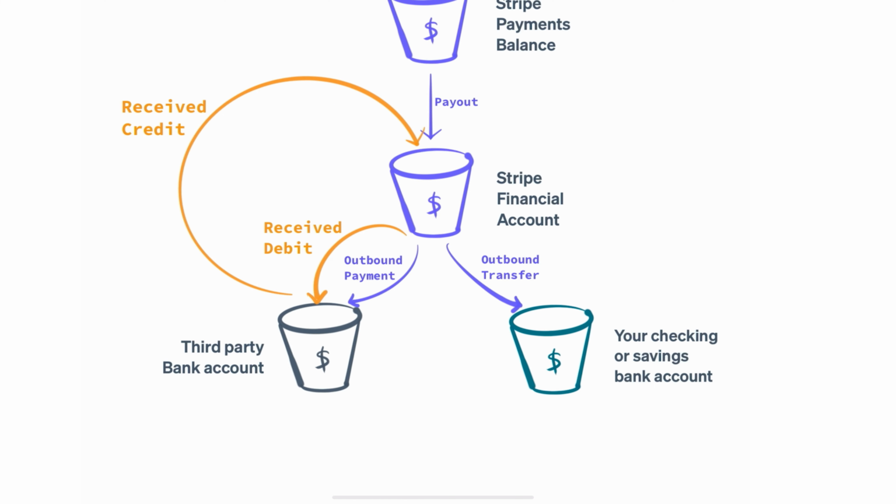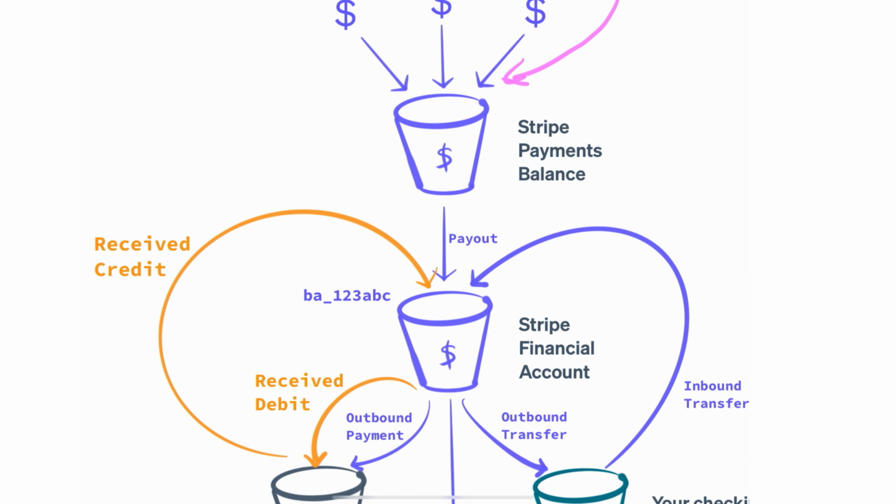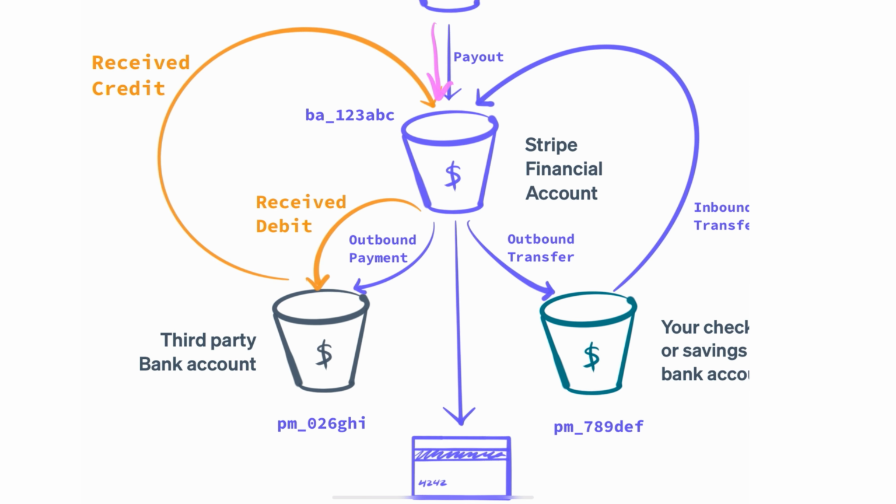In addition to received debits, you can also have received credits. This is when a third party is pushing funds into your Stripe financial account. So let's track a dollar as it runs through our new system. Let's say that we receive an ACH payment from a bank account. That'll land in our Stripe payments balance. Then we can have that money paid out into our financial account. From our financial account, we might decide to make an outbound transfer to our checking or savings account.